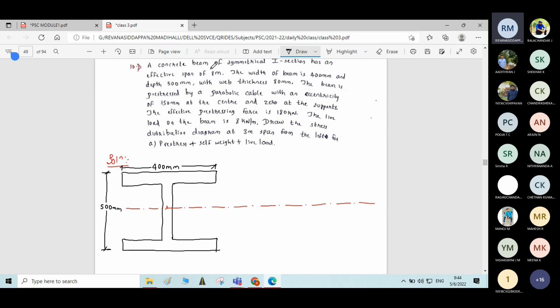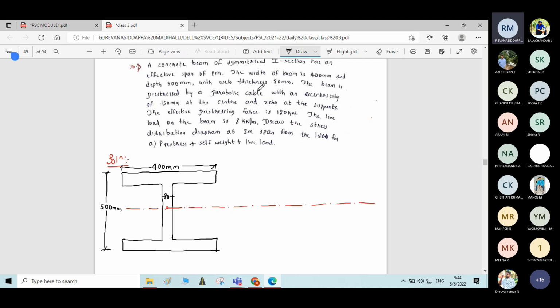Okay. I have written the diagram. He says that a concrete beam of symmetrical I section, I have written the symmetrical I section, has an effective span of 8 meter. Span is 8 meter. The beam is prestressed by a parabolic cable with an eccentricity of 150 mm at the center and 0 at the supports. And he says that web thickness is 80 mm.